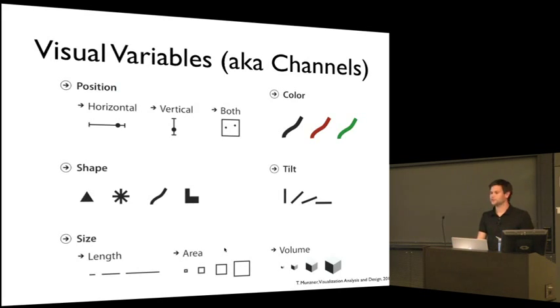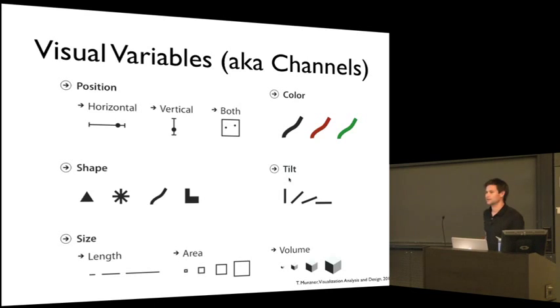Then we have different ways to alter, to change these visual marks. And these are called visual variables or channels. We have position, which is known to be a very, very strong visual variable. We can use position in a horizontal direction, in a vertical direction, or in both directions. So if we have a scatter plot, then we use it obviously in both directions. Then we have color. That's intuitive. We have shape, which is not that effective compared to position.